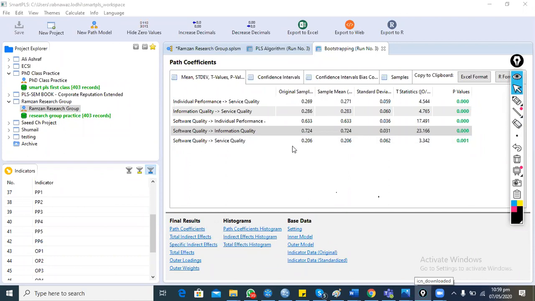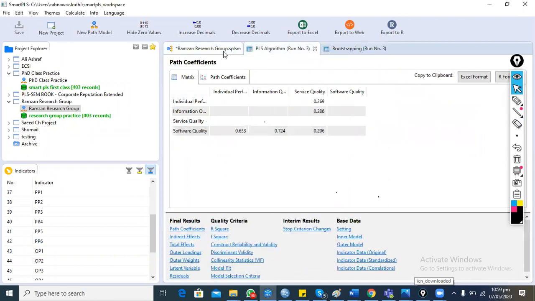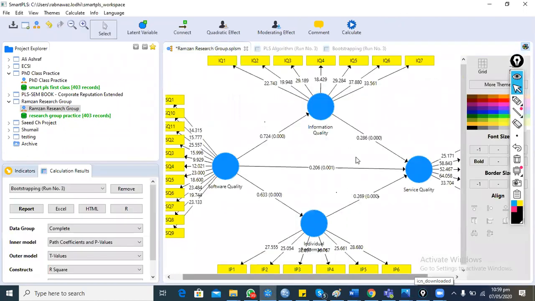So this is the direct relation. What is the direct relation in this mediation model? The direct relation is starting from software quality and ending on the service quality. So we can see that this is the direct relationship of software quality on service quality. Please remember this relation, the impact of software quality on service quality.